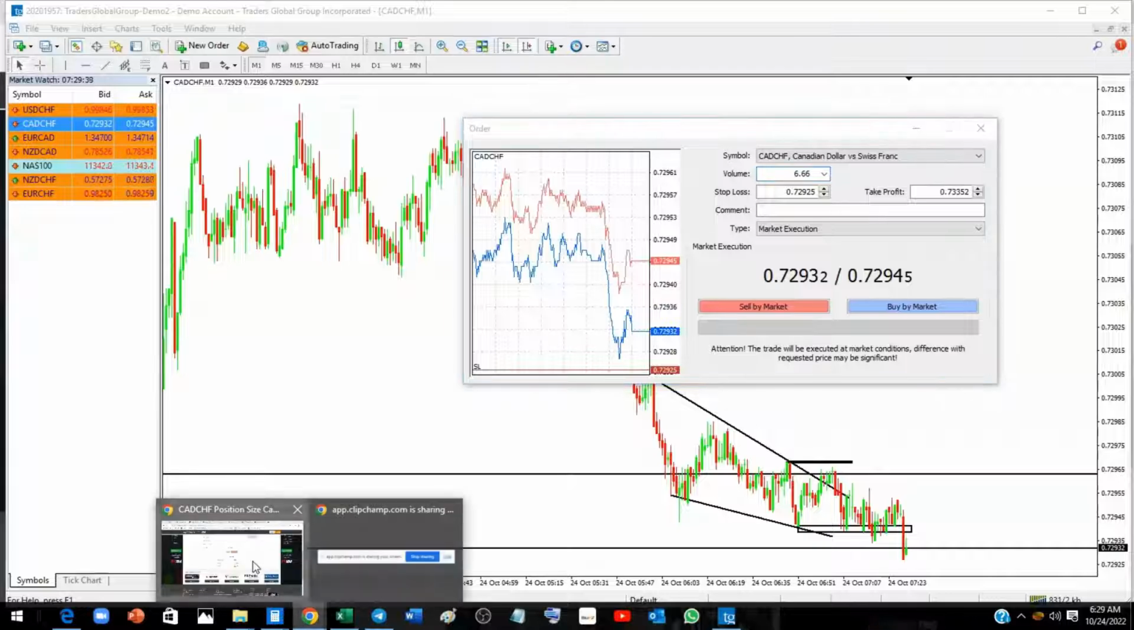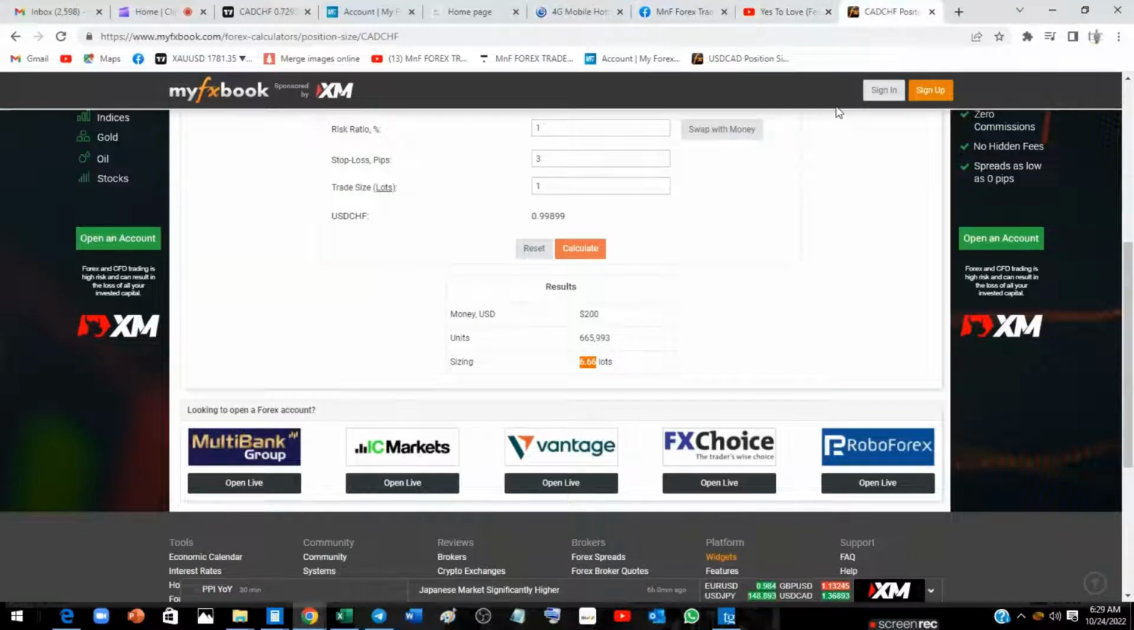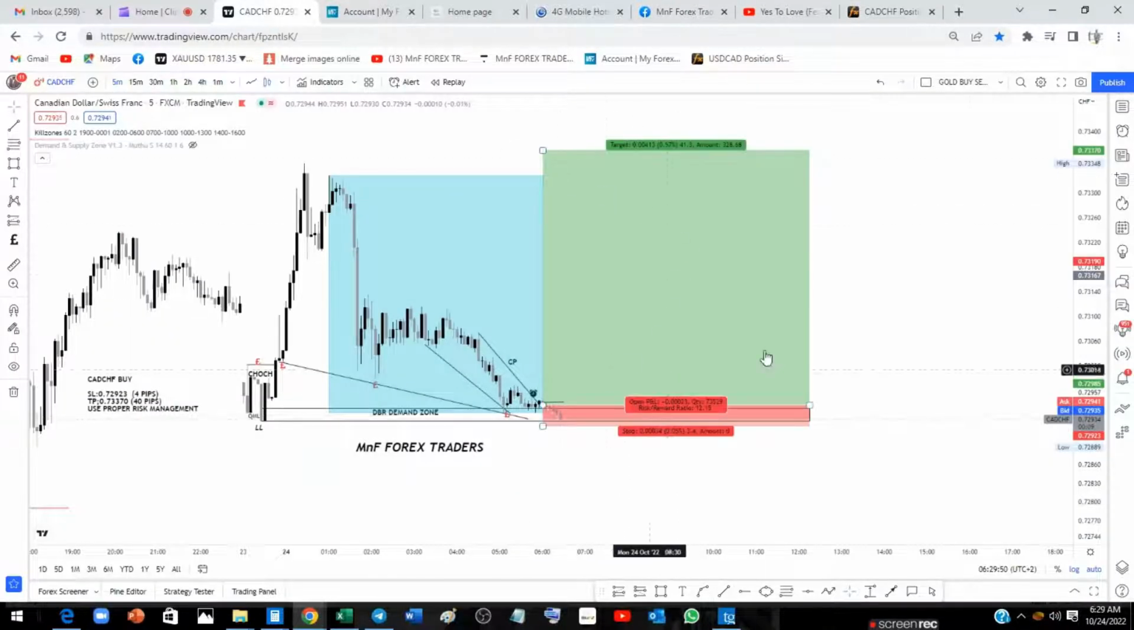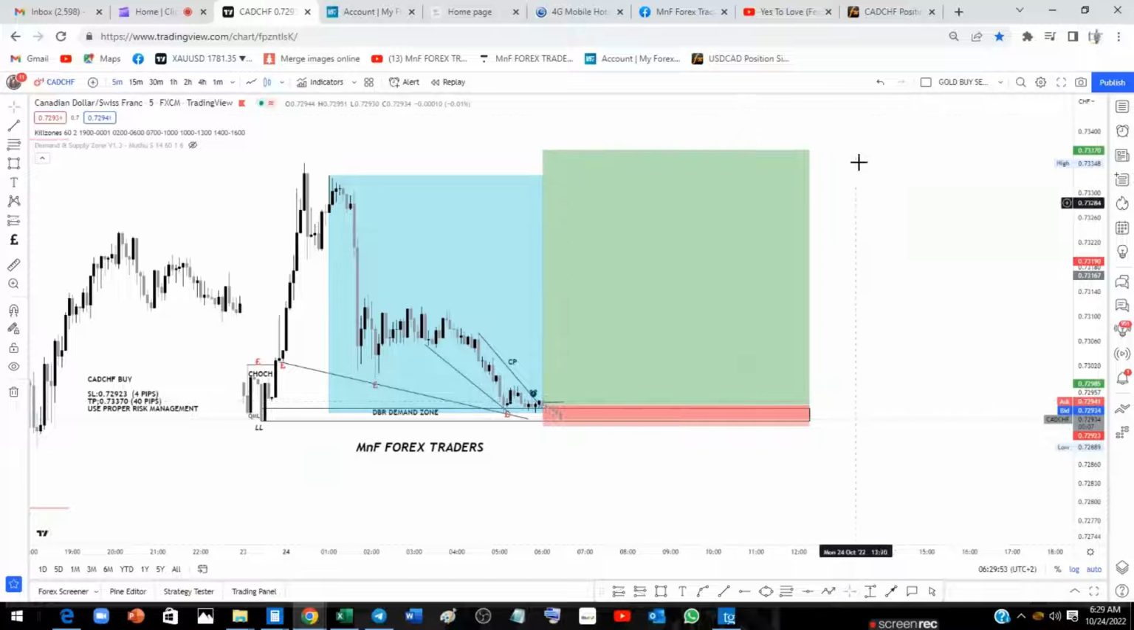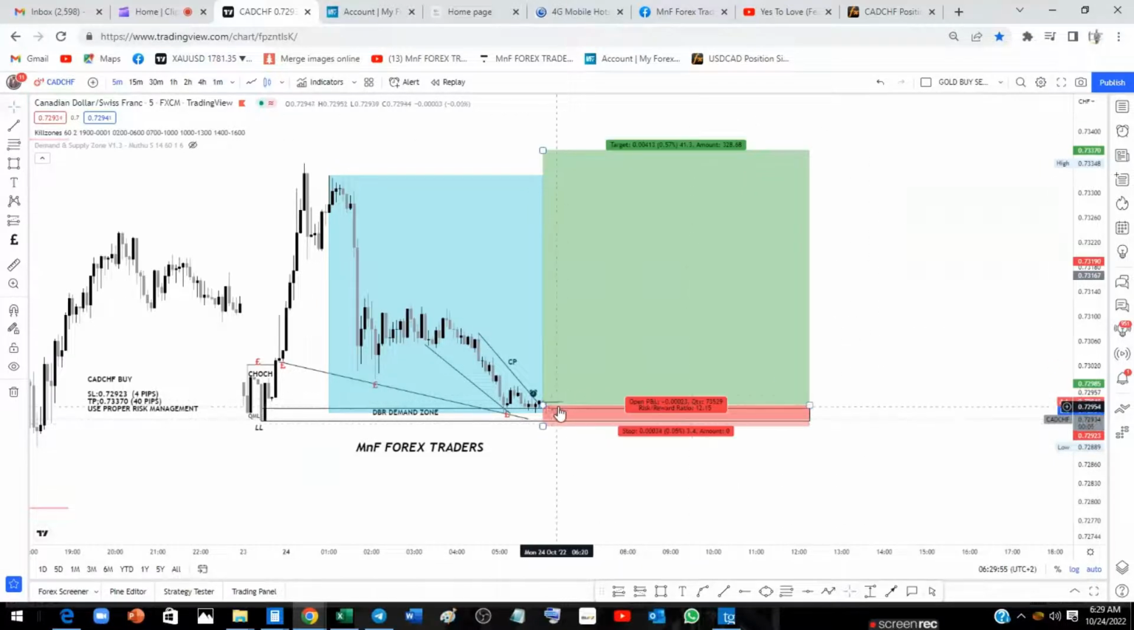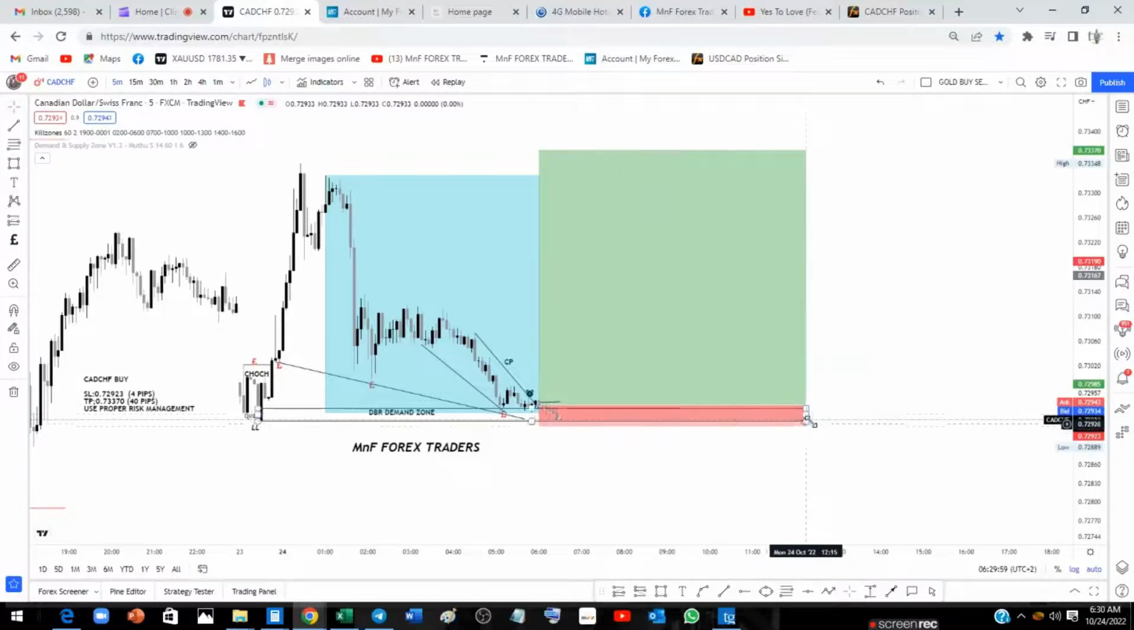Remember that even if you're using that bigger lot size, you're only risking how much? $200. Okay, so our stop loss is 3.4 pips. So if this trade goes to the upside, breaks this level right here, then I'll be able to go in. If it continues to go to the downside, I won't even bother.